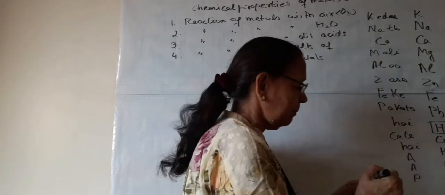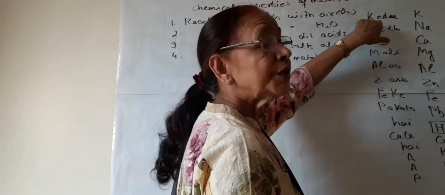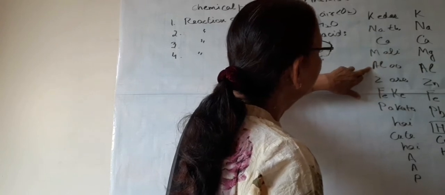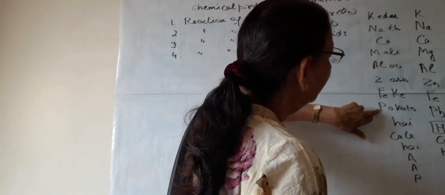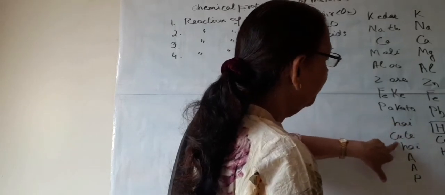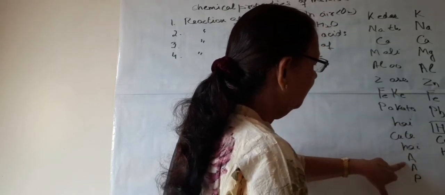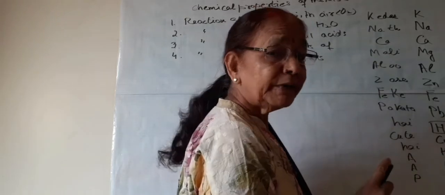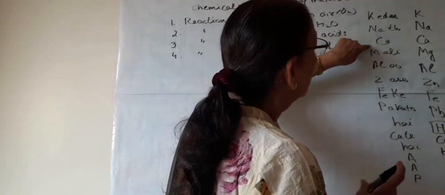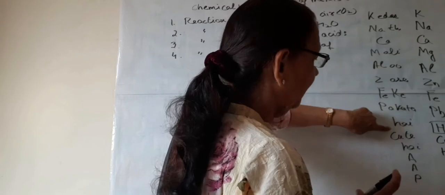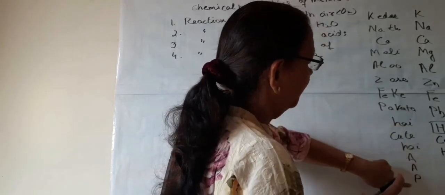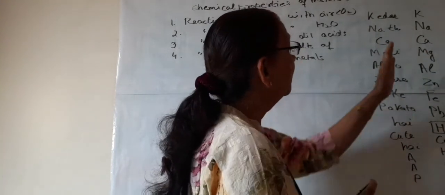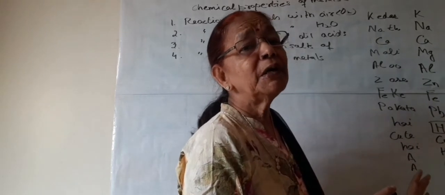It means K for potassium, Na for sodium, calcium, magnesium, aluminium, zinc, iron, lead, hydrogen. This is copper, mercury, silver, gold and platinum. So you can learn by this funny mnemonic, Kedarnath ka maali aaloo zara pheeke pakata hai, cute hain aap, silver, gold and platinum. So with this Hindi mnemonic you can learn the series of reactivity of metals.